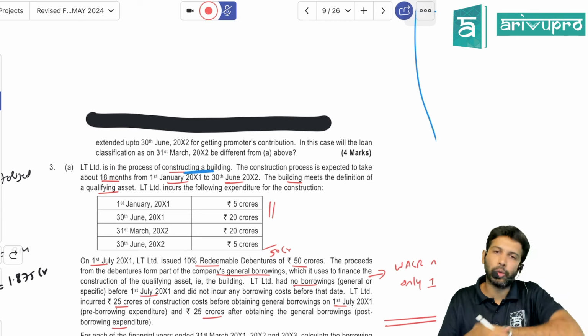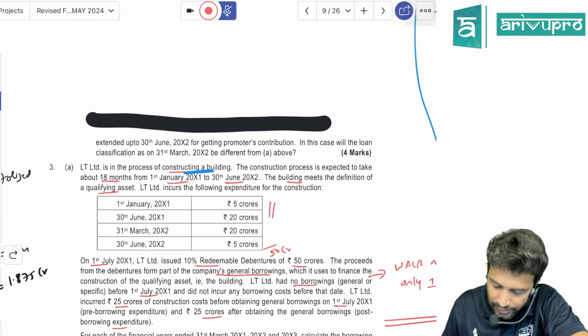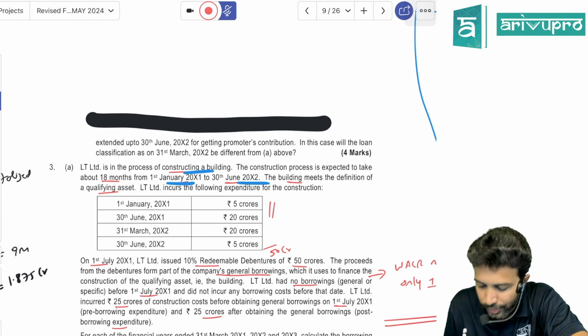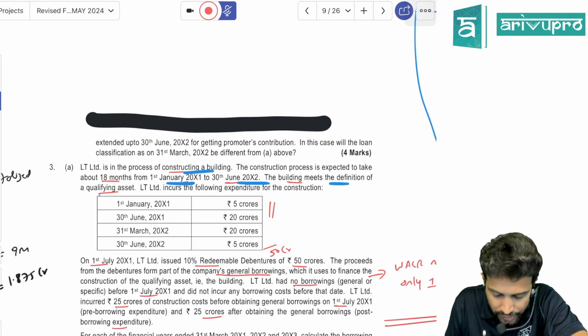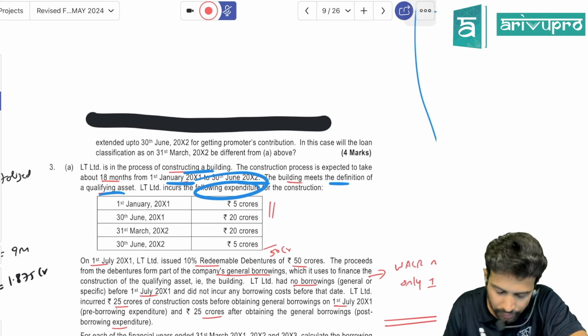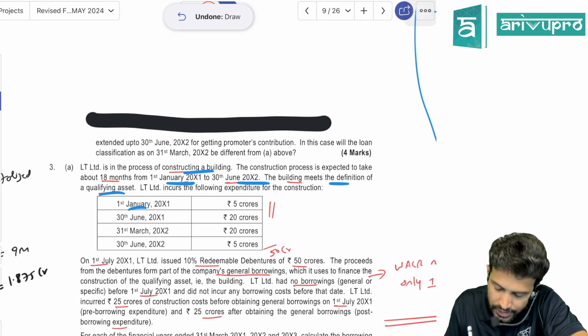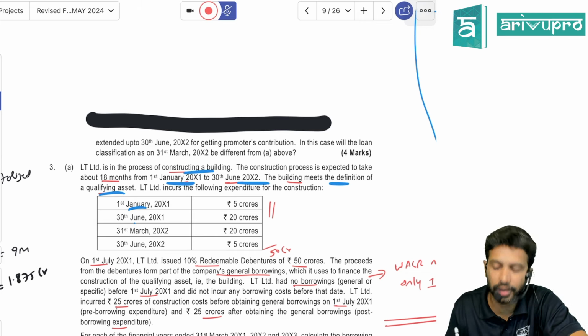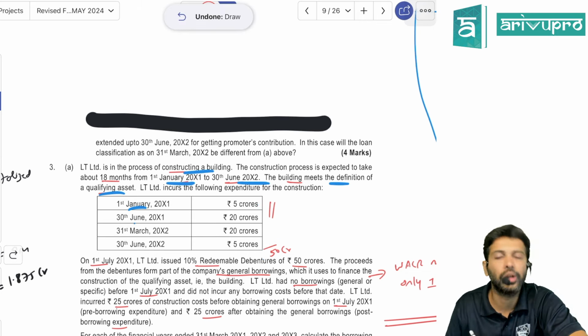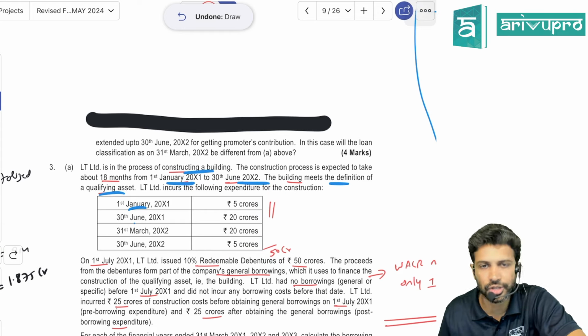So this building is considered a qualifying asset from January 20x1 to 30th June 20x2. It's going beyond 1 year. The building meets the definition of qualifying asset. Great. They've incurred the following expenditure for building construction: on 1st Jan, 5 crore, 30th June, 20, 31st March, 20, 30th June, 5 crore. If you add everything, you'll get 50 crore. That was totally spent towards construction of a building.